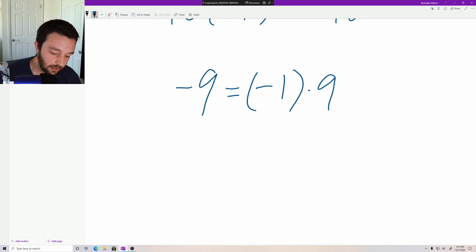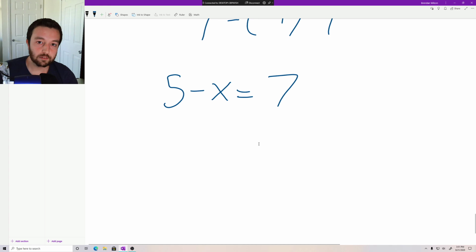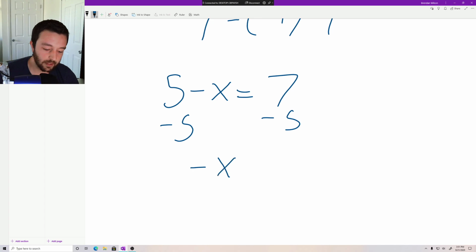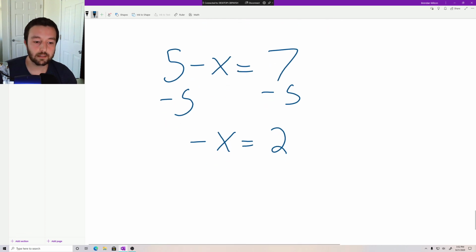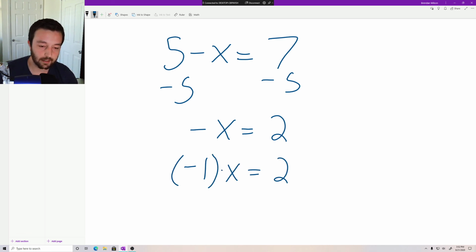For example, let's say we have 5 minus x equals 3. Okay. Actually, let's start with 7. Okay, we want to get x by itself. So let's subtract both sides by 5. And then we'll have negative x equals 2. Right? We don't want to know what negative x is, we want to know what x is. But we can think of this negative x as negative 1 times x. Okay.